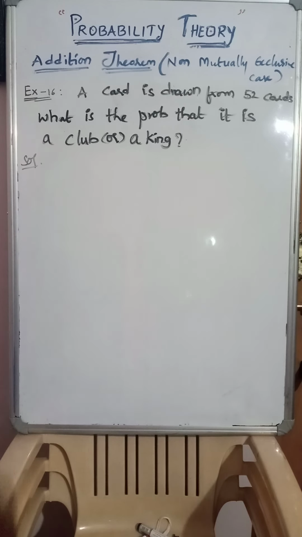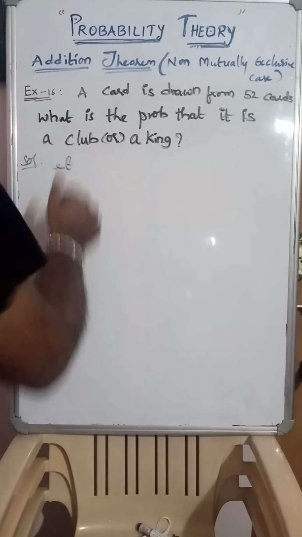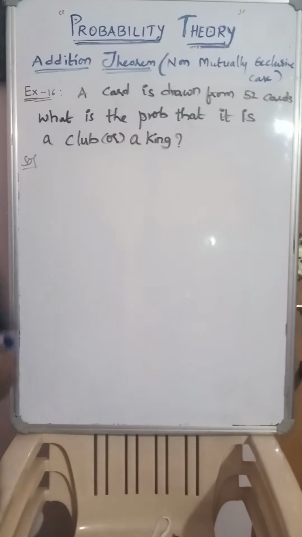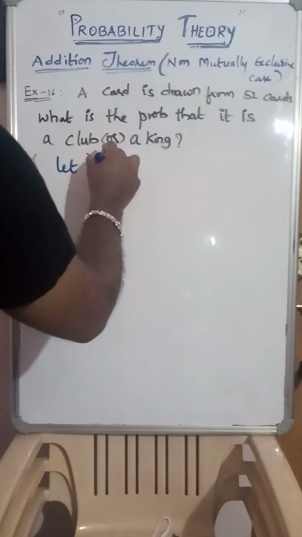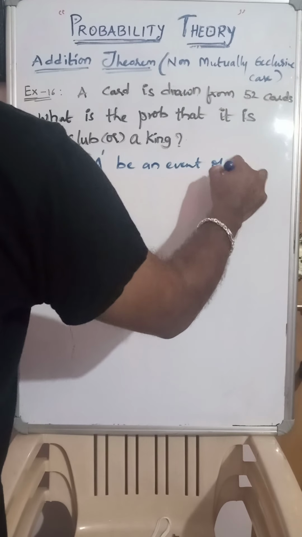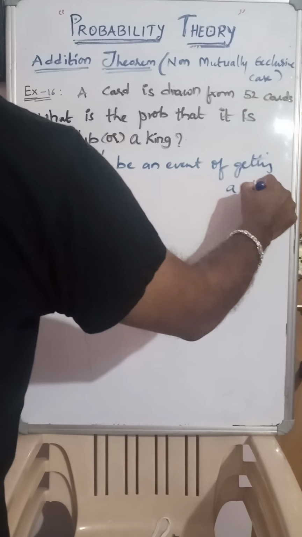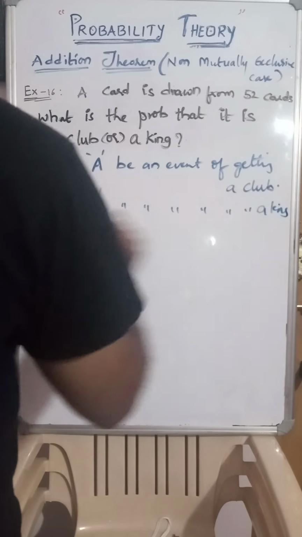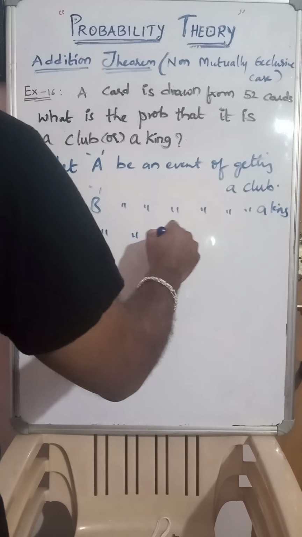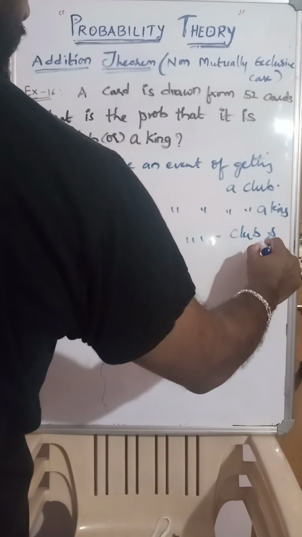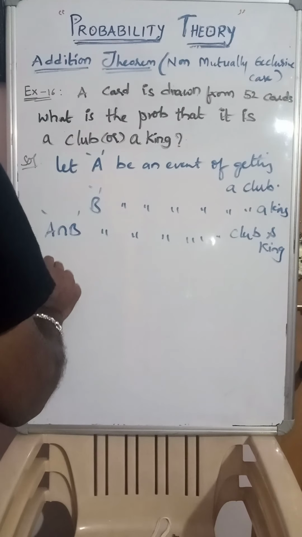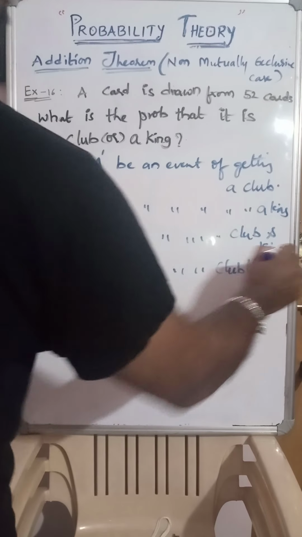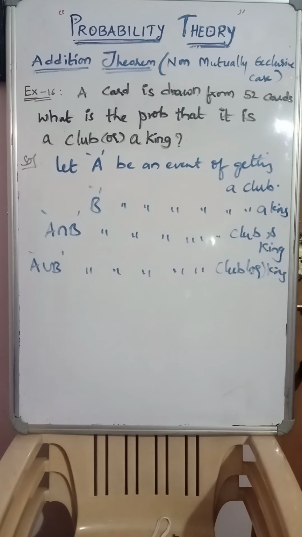So, let us see the question now. Let A be an event of getting a club, B be an event of getting a king, A intersection B be an event of getting club and a king, A union B be an event of getting club or king, right? So totally 4 events, A, B, A intersection B and A union B.